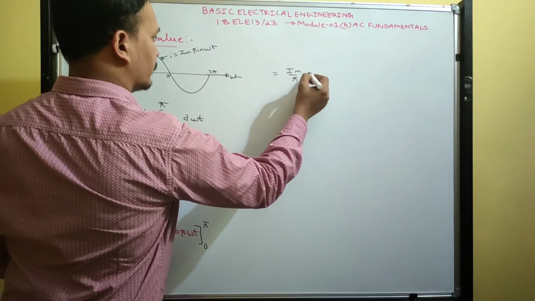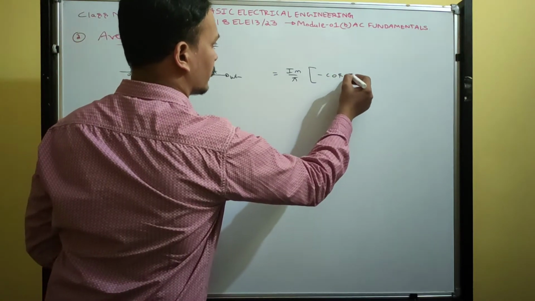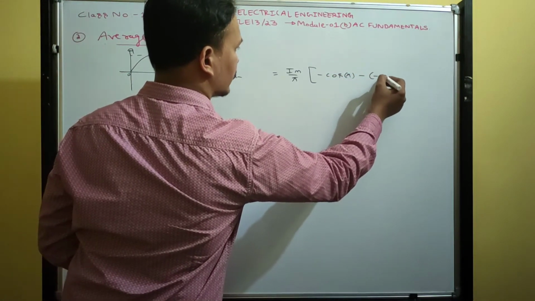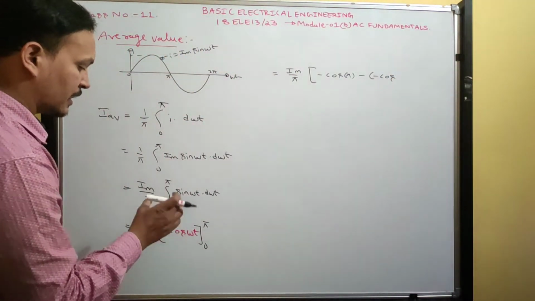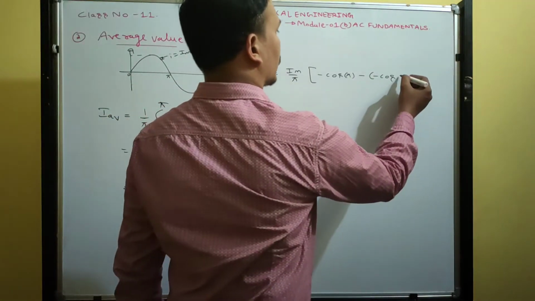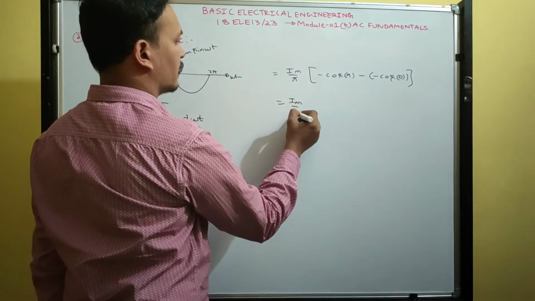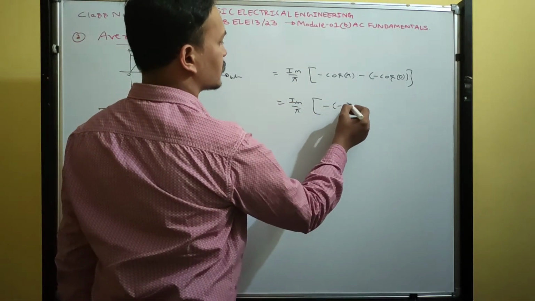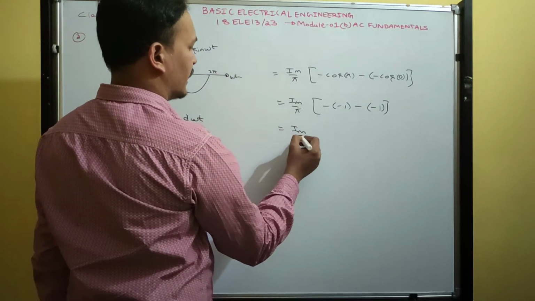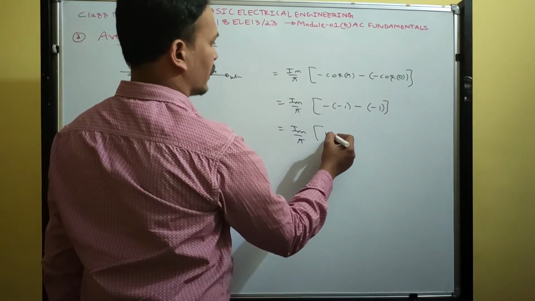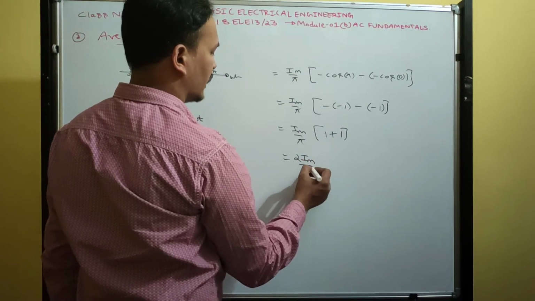So Im by pi into [-cos ωt] from 0 to π: minus cos π minus of minus cos 0, the upper limit substituted minus the lower limit, because this is the entire term. We know cos π value is minus 1, and cos 0 is 1. So this becomes Im by pi into minus of minus 1 plus 1, which is 1 plus 1 equals 2. Then it becomes 2 Im by pi.